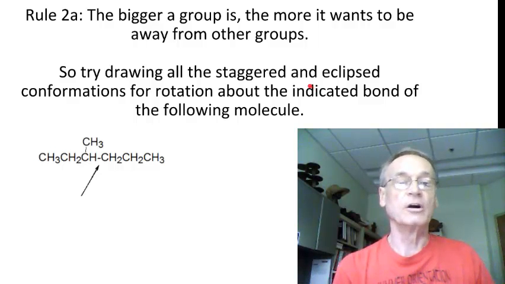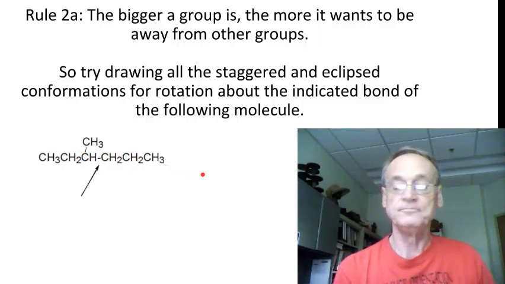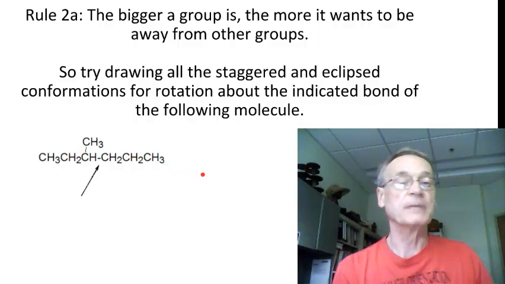So try drawing all the staggered and eclipsed conformations around this bond in this particular molecule, which would be 3-methylhexane. And I think you should stop the video at this point and do the whole thing, see if you can do it out.